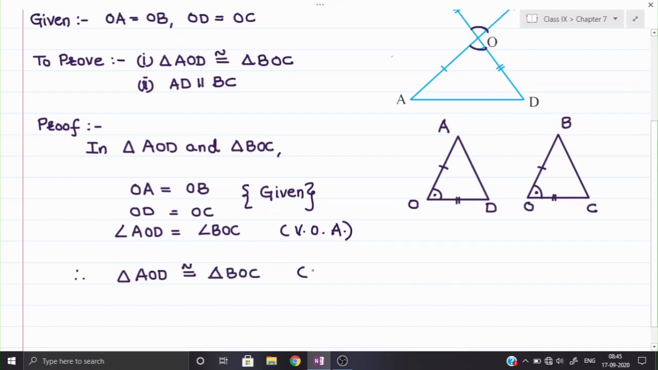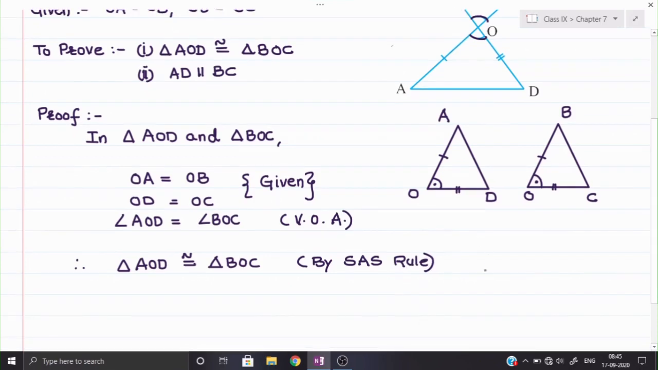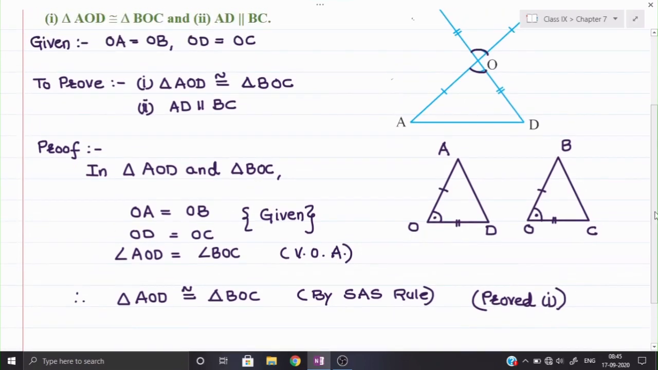Okay, by the side angle side rule, we can check the figures I have drawn there. So with the help of that we can say clearly by the side angle side rule the triangles are congruent, and here you can say proved first part. First part got over. Right, now let us concentrate on the second part. See, in the second part we need to prove two lines are parallel.